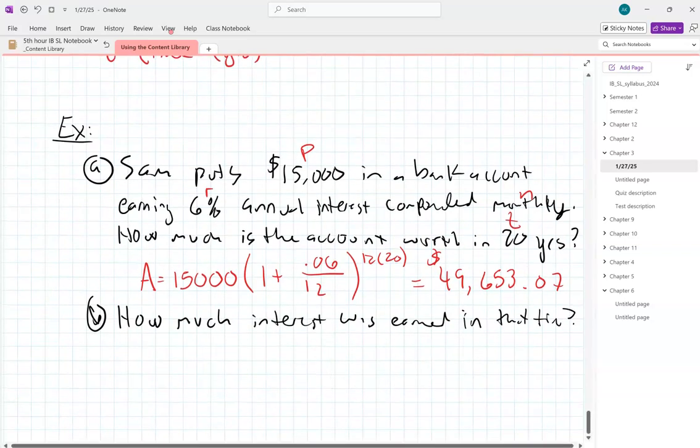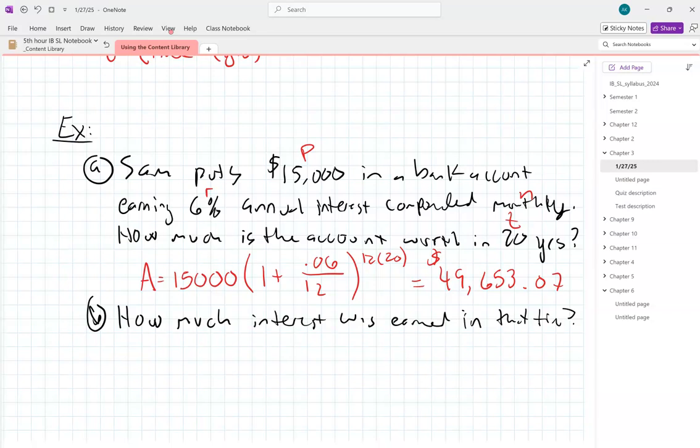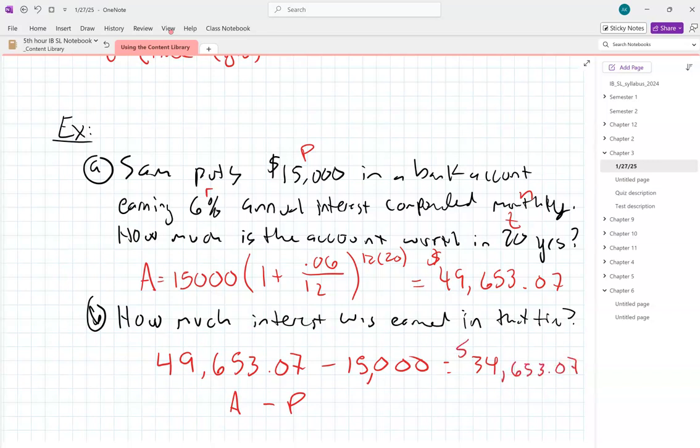The second part of this question asks how much interest was earned in that time. So what do we start with? 15,000, right? Everything else in the account must be interest. So I just take that and subtract my initial investment. So I get $34,653.07. How's that sound?